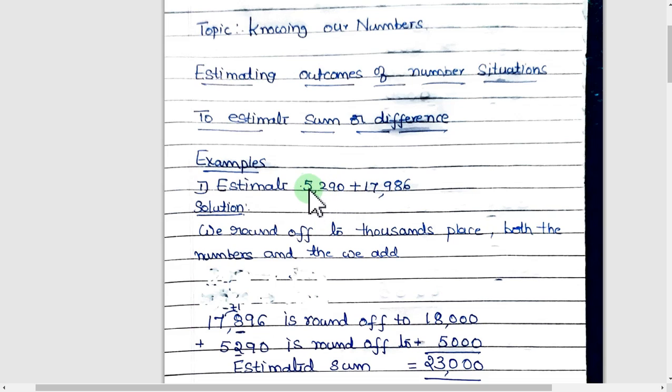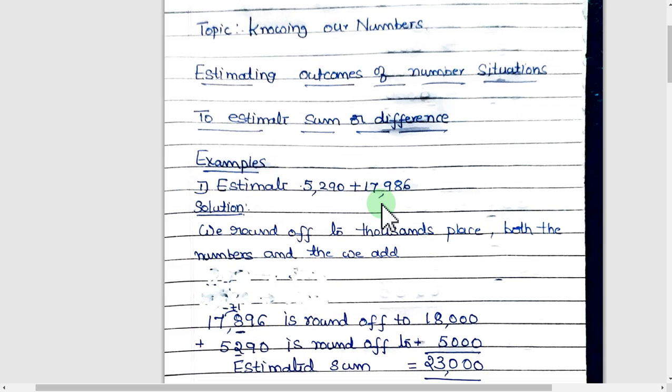Here this is a 4-digit number. It contains unit, tens, hundreds and thousands place. But this is a 5-digit number. Here unit, tens, hundreds, thousands and 10,000 places are there. So while estimating the number, here digits are not same. Here 4 digits and here 5 digits.